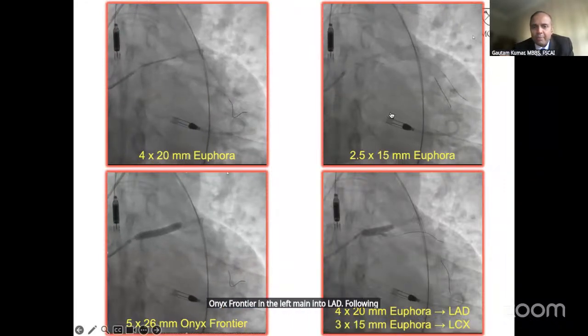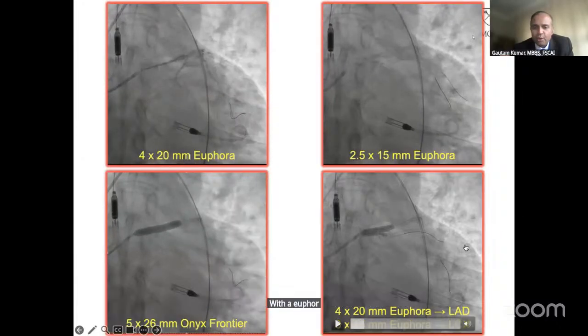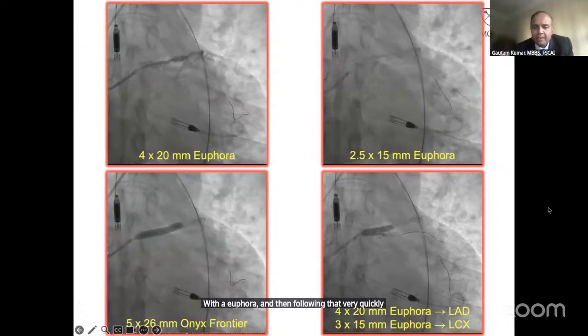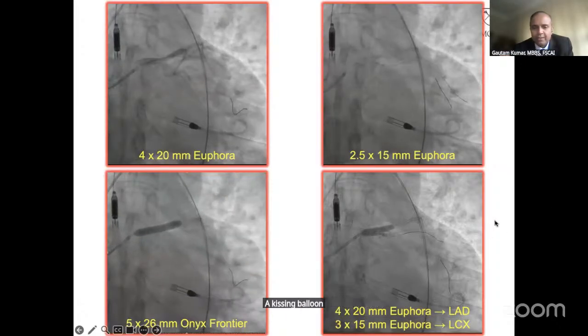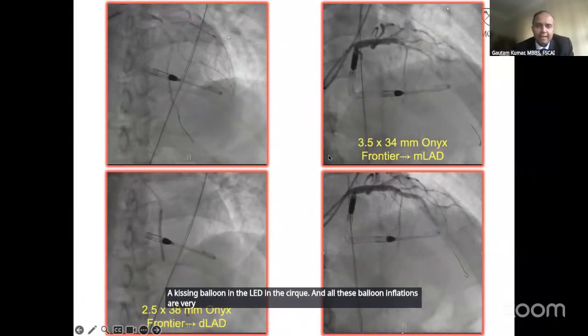Following that, I'm opening up the stent struts with a Euphora, and then following that very quickly by a kissing balloon in the LAD and the circ. And all these balloon inflations are very rapid. They're like 10-second inflations, literally.